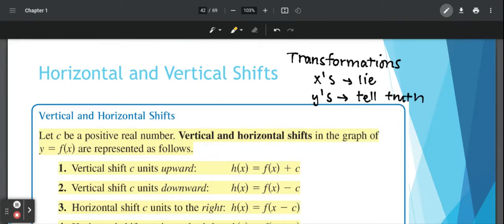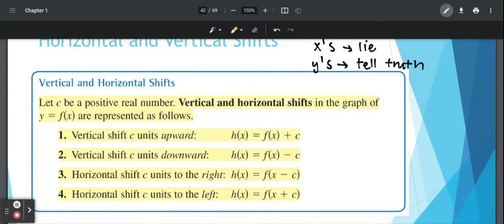So if you have a vertical shift up, and you have your function and then this plus c on the outside, it's actually going to go up c. Vertical shift down would say minus that constant. However, if we're inside the parentheses, so it's being applied directly to the x, and it says x minus c, you would think it's moving to the left c, but it's actually going to the right. So your x's are lying to you, but the y's tell the truth.